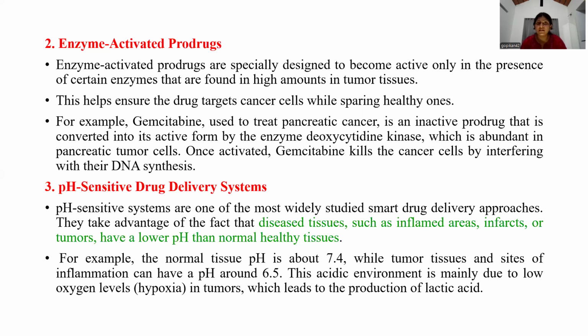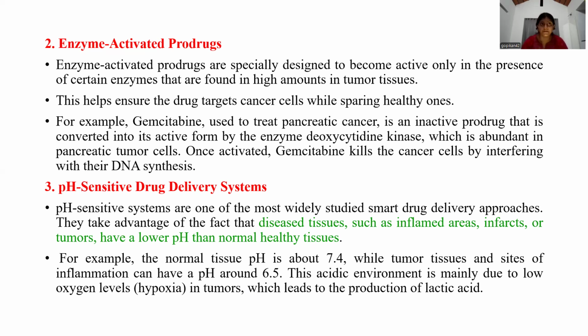Next is the pH-sensitive drug delivery system. The pH-sensitive systems are one of the most widely studied smart delivery approaches. They take advantage of the fact that diseased tissues such as inflamed areas, infections or tumors have a lower pH than normal healthy tissues. For example, the normal healthy tissue may have a pH of about 7.4, while the tumor tissues and the sites of inflammation have a pH around 6.5, which is lower than the healthy tissues. And this acidic environment is mainly due to low oxygen levels in tumors, which leads to the production of lactic acid.